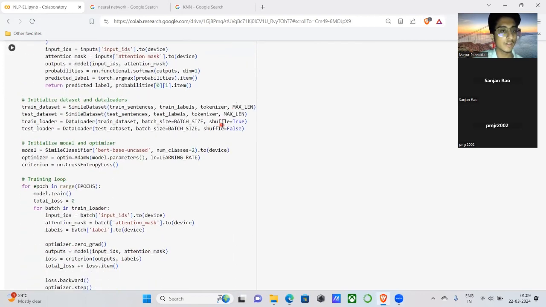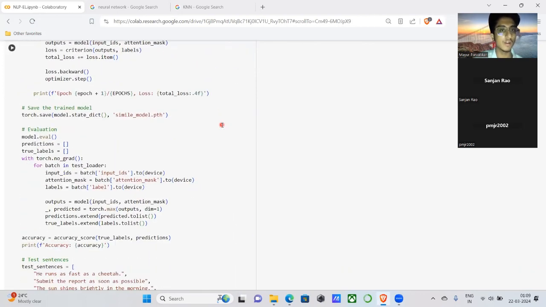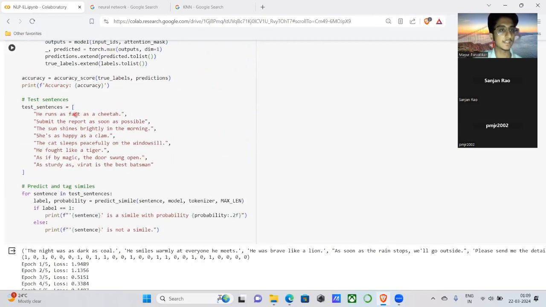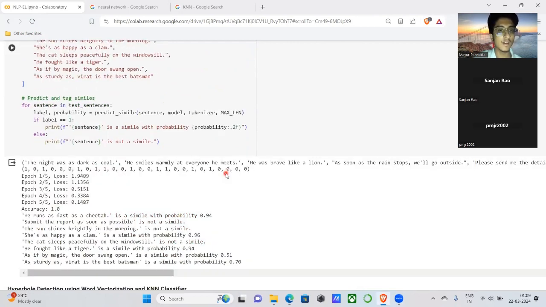So once it is given to the network, we have tested our model on the sentences as we can see here, like he runs as fast as a cheetah, submit the report as soon as possible, the sun shines brightly in the morning. So these are some of the test sentences we have taken. And upon training, we got the overall accuracy as 100%. But on the training set, there was some loss which drastically decreased upon training for 5 epochs. As we can see here, the overall loss was around 0.1487 compared to 1.9489, which it was initially.